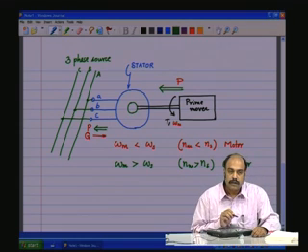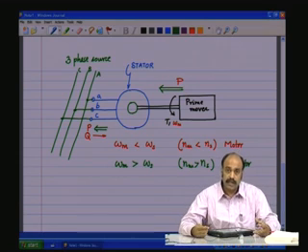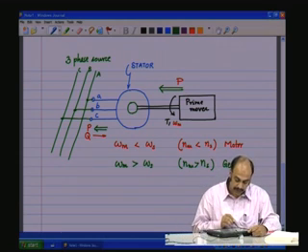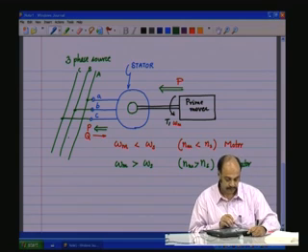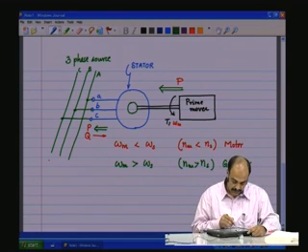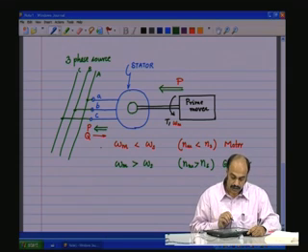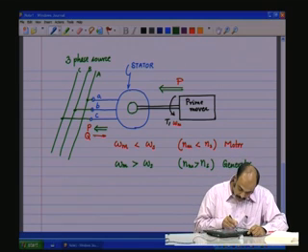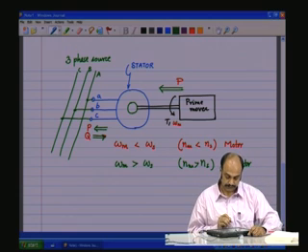However, to generate the rotating flux, we need the reactive power, and the reactive power has to still come from the AC mains. So the reactive power Q still comes from the AC mains. So this is how it would look like in an induction generator. So we still have the reactive power in the same direction.